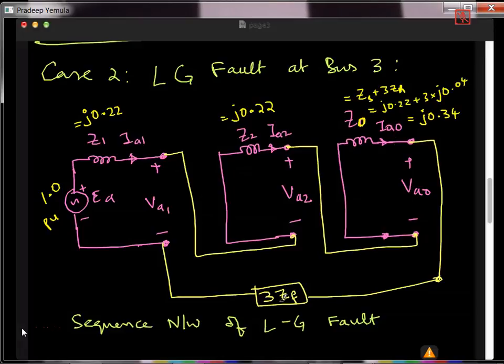Now what is the Z fault? Z fault we already know, given in the question, 0.1. So finally this will be 3 into j0.1. So that is nothing but j0.3.